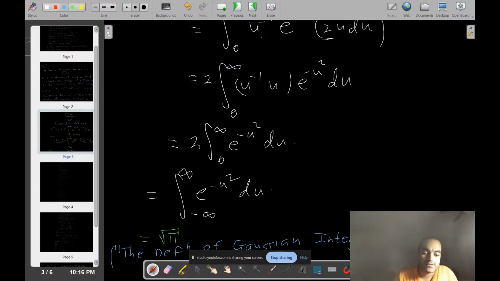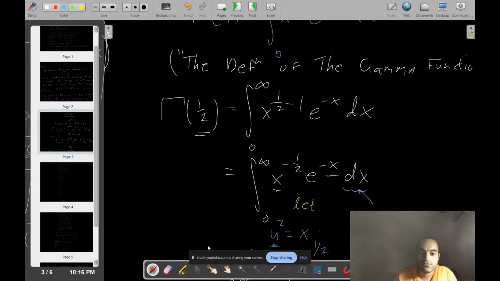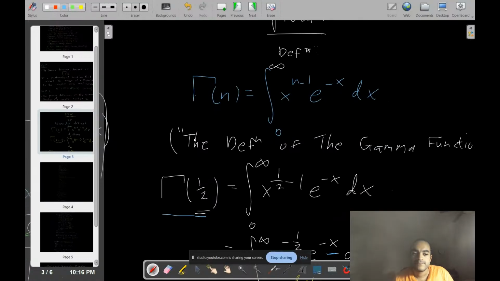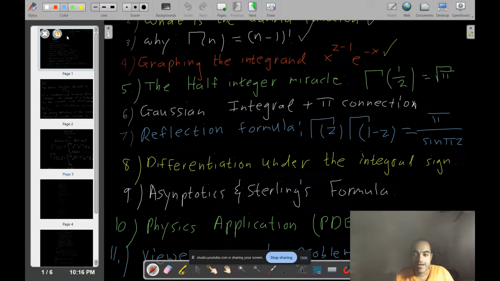Since that's equal to root pi, and this entire integral was equal originally to gamma of 1/2, we verify gamma of 1/2 is equal to root pi. So yay, gamma of 1/2 is root pi. We've verified that.